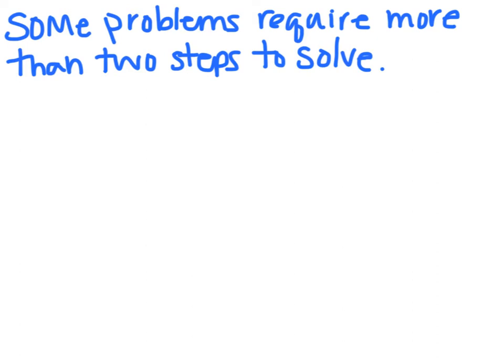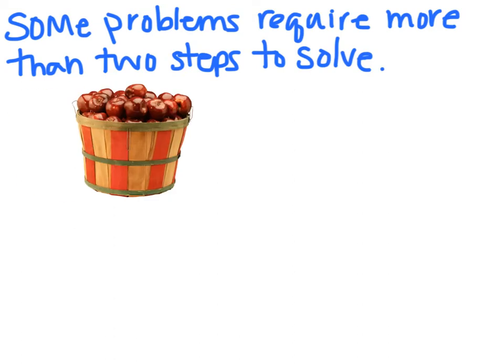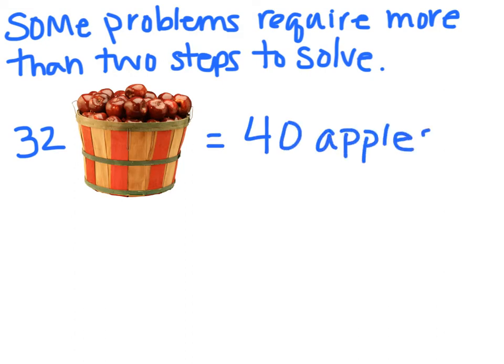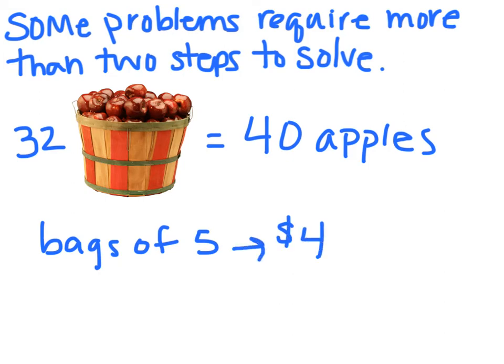In our next example, we'll see that some problems require even more than 2 steps to solve. A group of volunteers buys 32 cartons of 40 apples. The volunteers pack the apples into bags of 5 each and sell the bags for $4 each to raise funds for a charity. How much do they collect after selling all the apples?